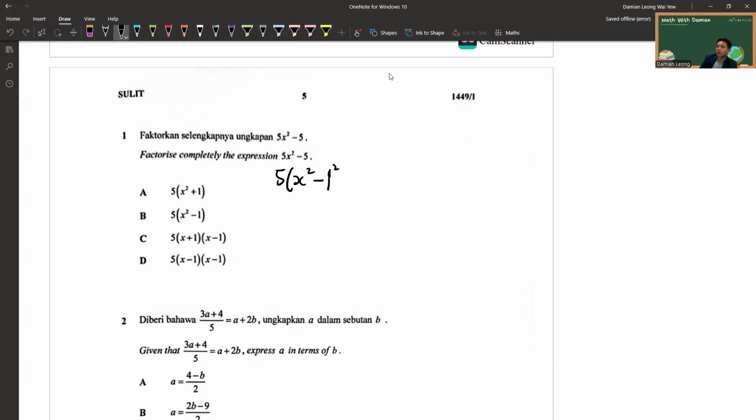So 1 is the same as 1 square. Okay, 1 square and 1 is the same thing. So you see this is in the form of a square minus b square, which we can factorize into one bracket plus and one bracket minus. Remember the formula, a square minus b square is (a plus b)(a minus b). So this will factorize into (x plus 1)(x minus 1). The 5 remains. So the answer would be C here.